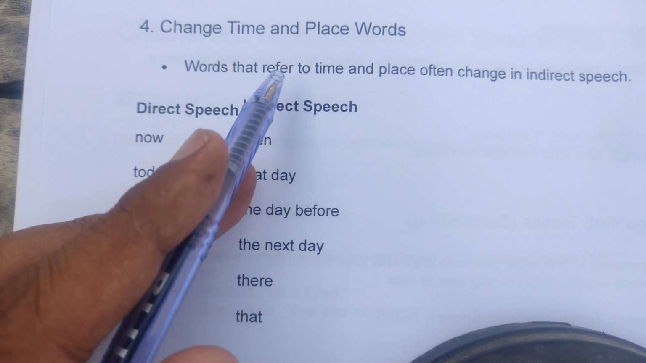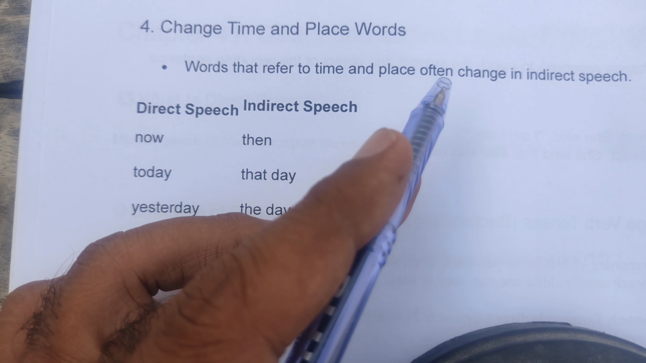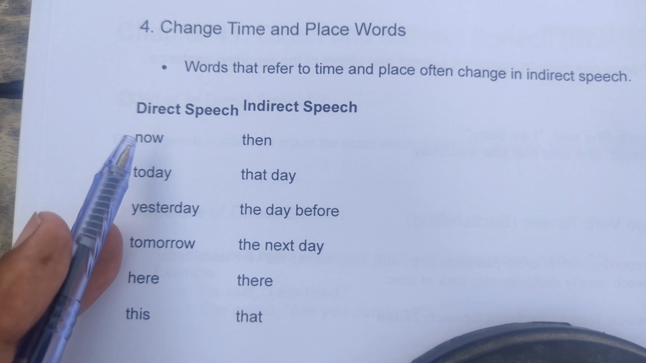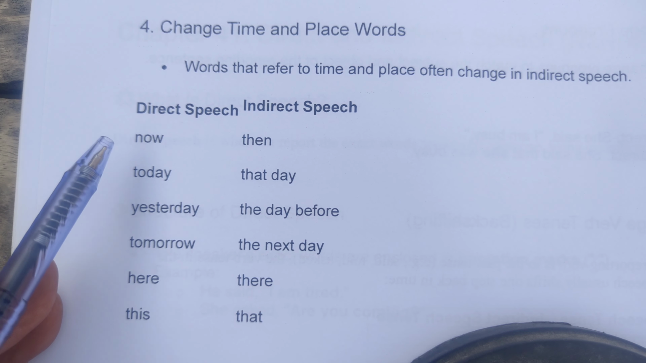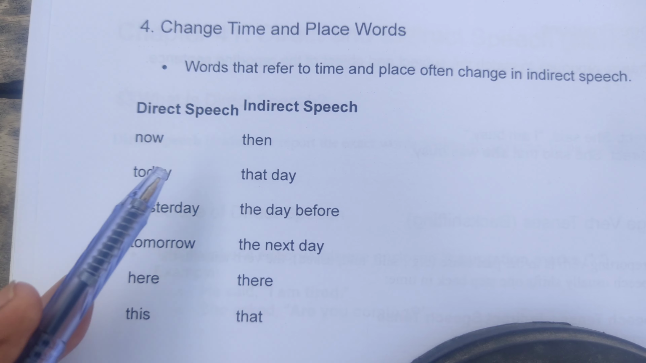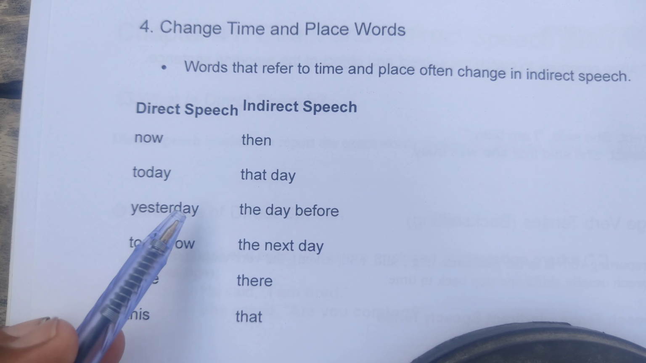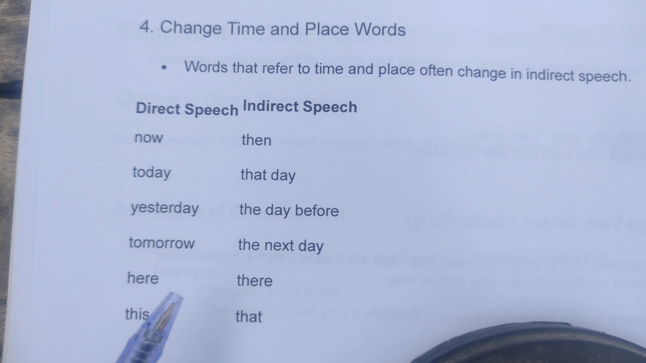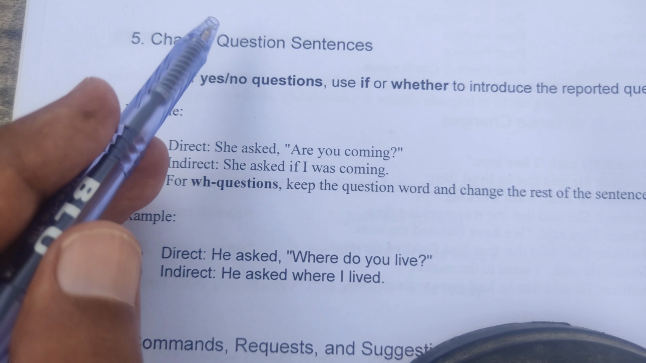Change time and place words. Words that refer to time and place are often changed in indirect speech. Direct speech, indirect speech: now changes to then, today to that day, yesterday to the day before, tomorrow to the next day, here to there, this to that.